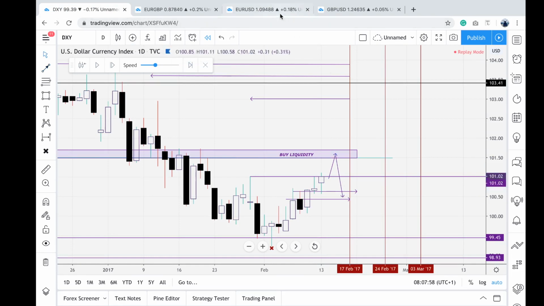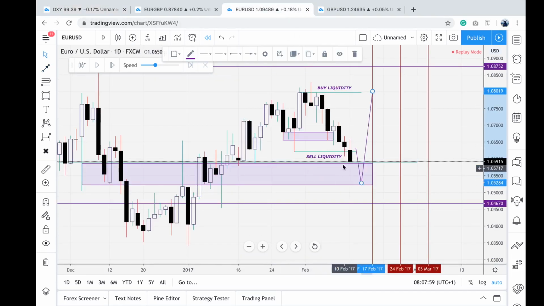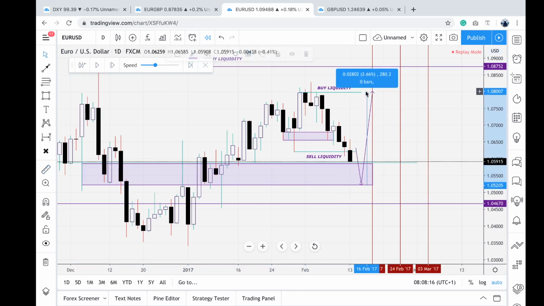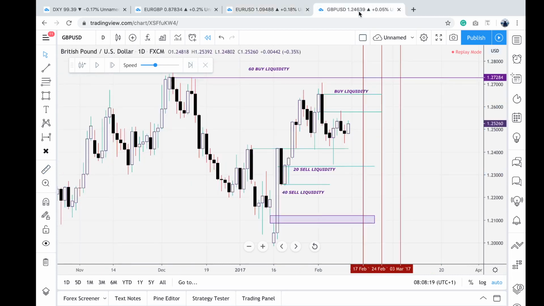Right. So if euro dollar trades into this region, we could take a potential swing trade. Now we're going to have a swing trade on our hands because we know our target would be this buy liquidity, and that could present us a range of about 284 pips to the upside. For British pound US dollar, we don't really want to see price do anything, so I'm going to stay out of that.